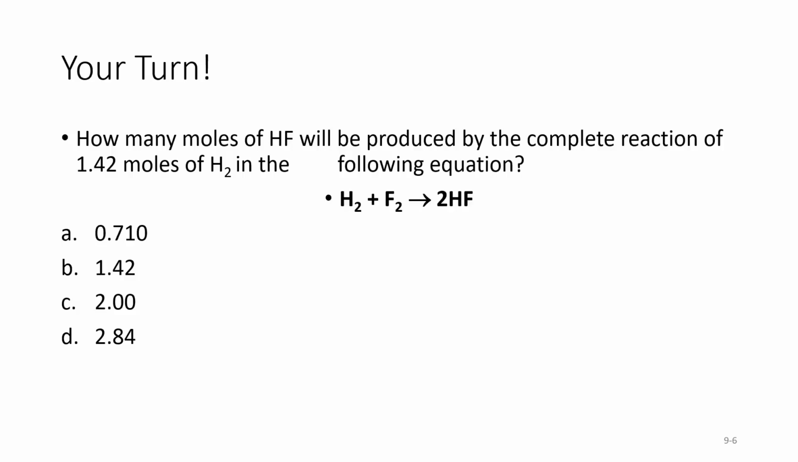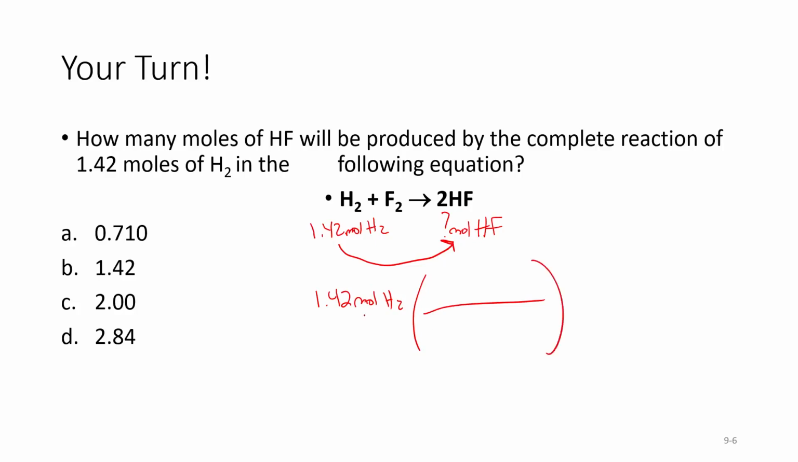Okay, how many moles of HF will be produced by the complete reaction of 1.42 moles of H2? We're starting with the number they give us, going to the question mark. So 1.42 moles of H2. Since we have moles of H2 on the top, moles of H2 goes on the bottom, we're converting to moles of HF.